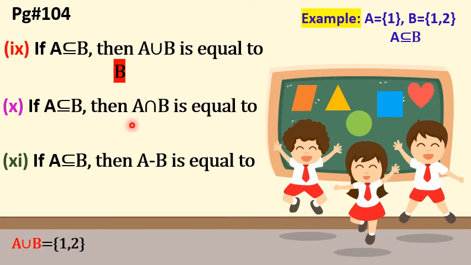So it means if A is a subset of B, then A union B is equal to set B. Now if A is a subset of B, then what is the intersection between them? If you find the intersection between A and B, you will get {1}. So this {1} is equal to which set? Yes, it is equal to set A. And if A is a subset of B, then A difference B is equal to phi. So the answer would be phi.